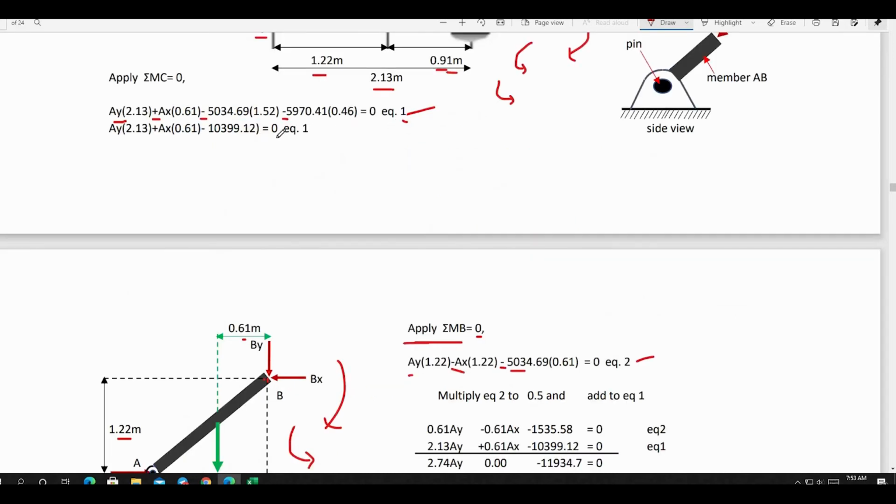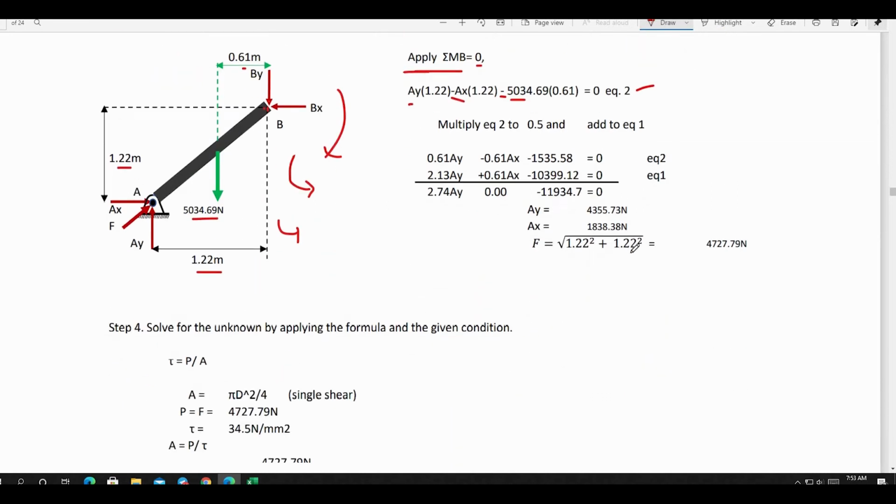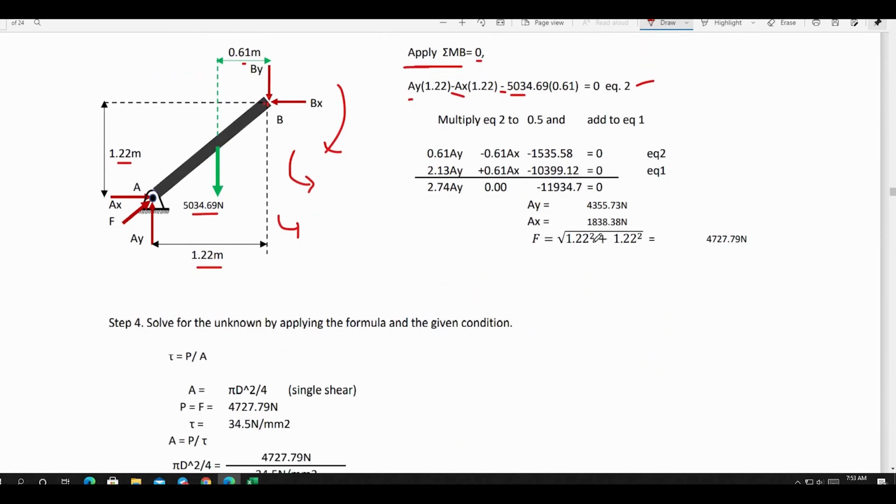If we simplify equation 1, we can find this equation. So solving equation 1 and equation 2 simultaneously, we can solve for AY, which is equal to 4,355.73 Newton, and for AX, that is equal to 1,838.38 Newton. You can enter equation 1 and equation 2 into a powerful calculator, and using some techniques, we can solve immediately for the values of AY and AX.